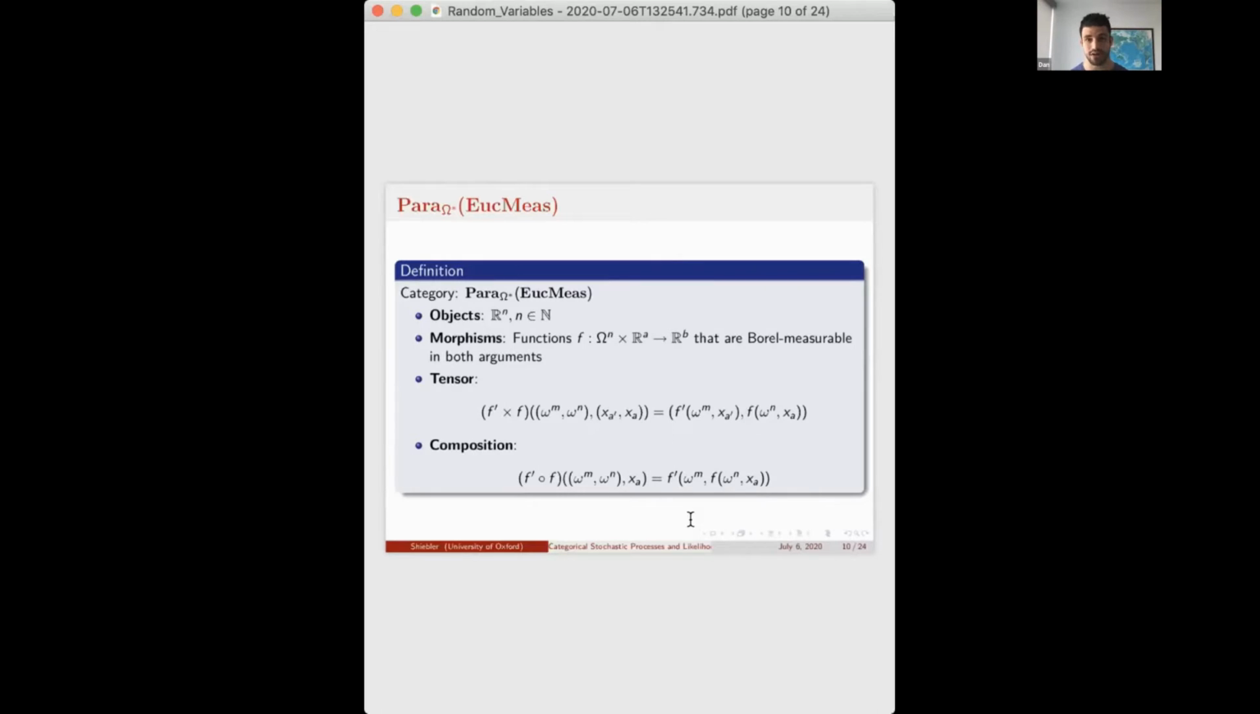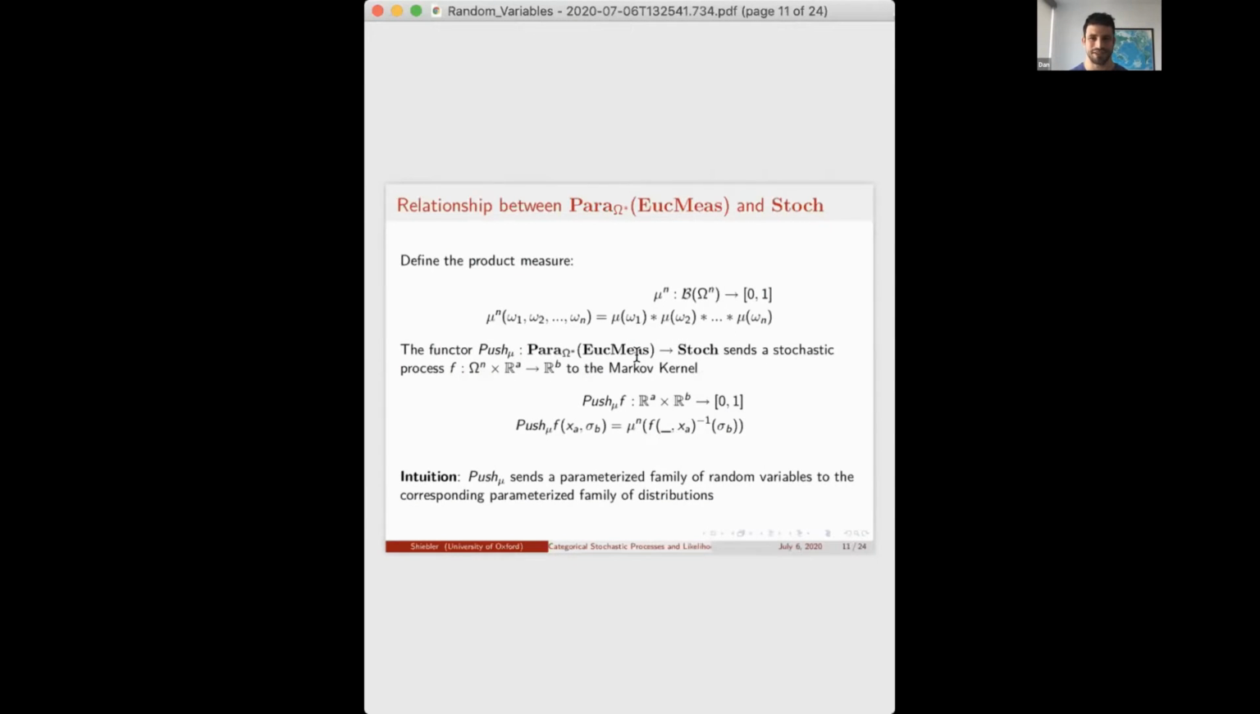Each arrow is a jointly Borel measurable function that, for any fixed x_A in R^A, gives us a random variable over a probability space based around omega to the n, which I guess probably makes the most sense to describe this way. We can show that there's a relationship between this para omega UCMES category and our category Stoke of Markov kernels through this product measure relationship.